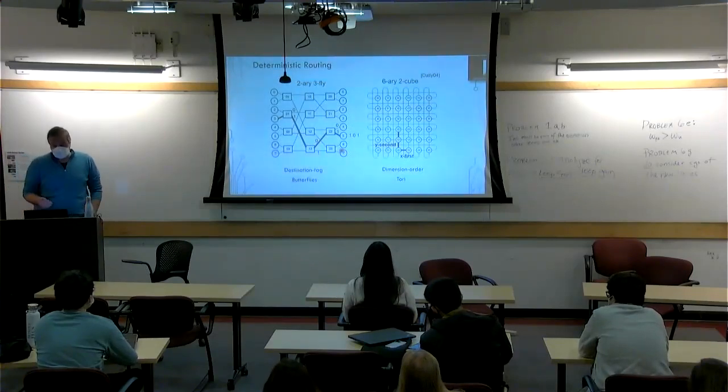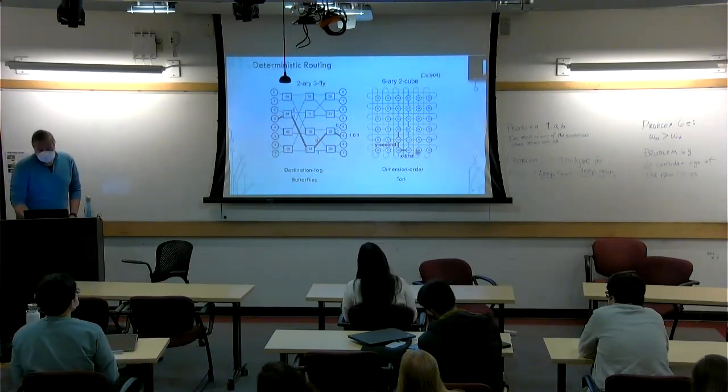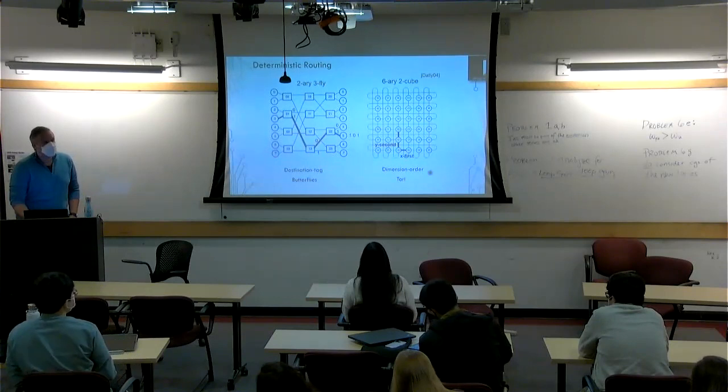So an example of deterministic routing, on the right-hand side, we have what's called dimension order.